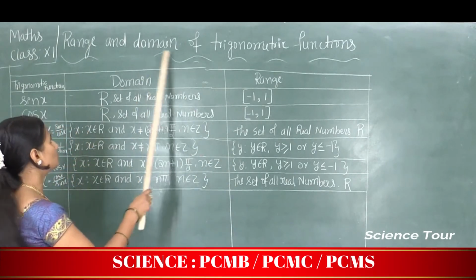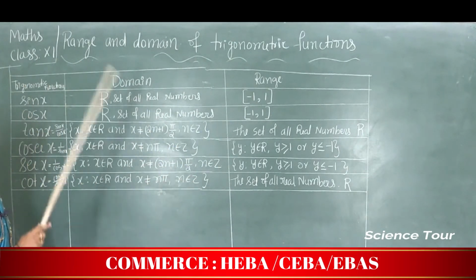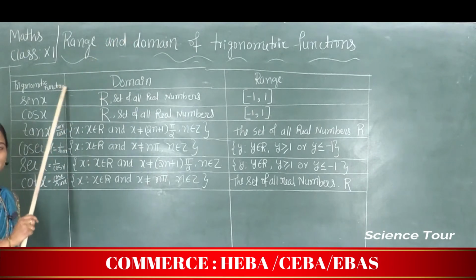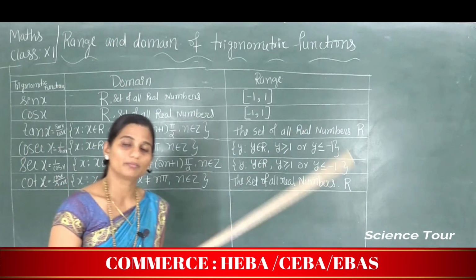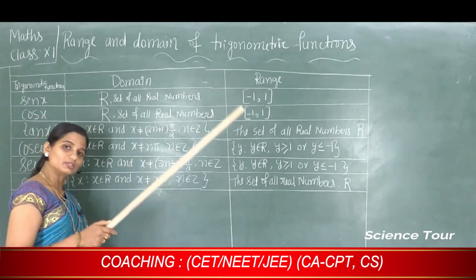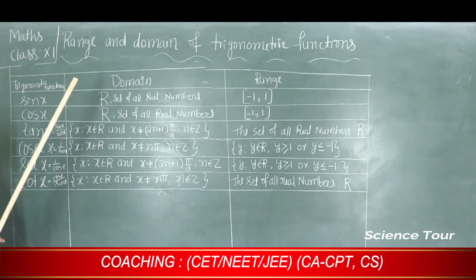That was about the domain and range I explained. Now write this one in your notes. This is important for 1 mark questions. Write the domain of sine function, or write the domain of cos function, or write the range of cosecant, or write the range of secant function. That is important for 1 mark.